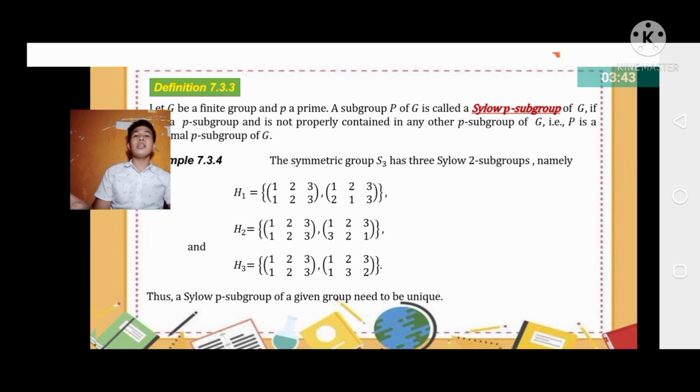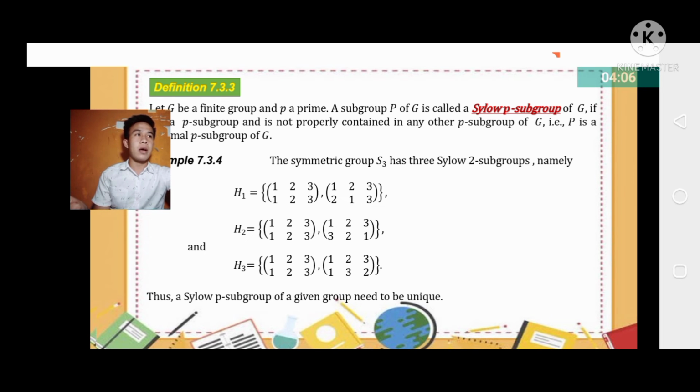Thus, a SYLOW subgroup of a given group need not be unique, because the SYLOW 2 subgroups contain na siya og 2 elements, dili na siya pwede 3, because the SYLOW 2 subgroups pwede po na siya SYLOW 3 subgroups, but here the example is specifically the SYLOW 2 subgroups.